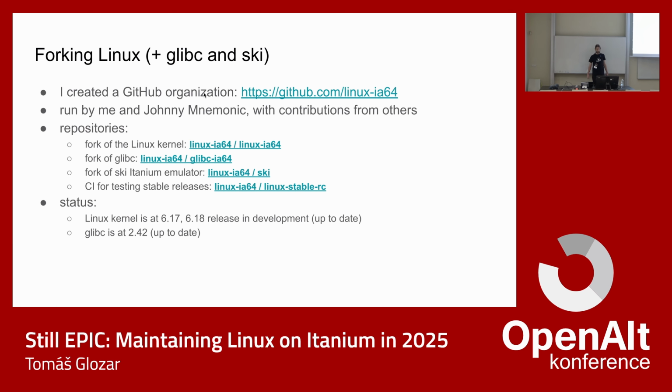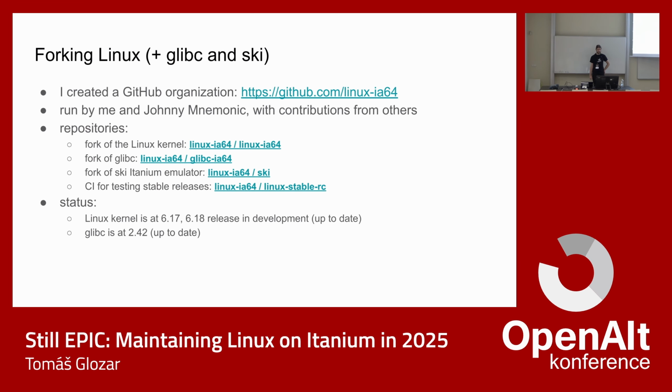I created a GitHub organization called Linux IA64, and this is run by me and my friend Johnny Mnemonic, and also with contributions from others. And we have 4 repositories. One is a fork of the Linux kernel, one is a fork of glibc, one is a fork of the SKI Itanium emulator. I will get to that later.